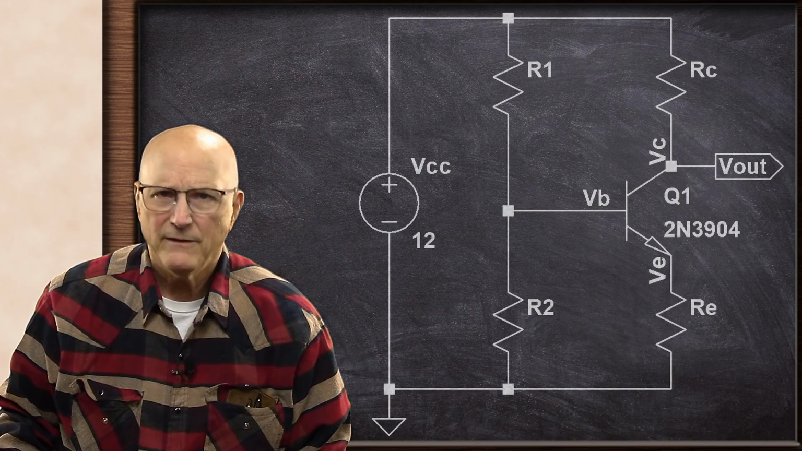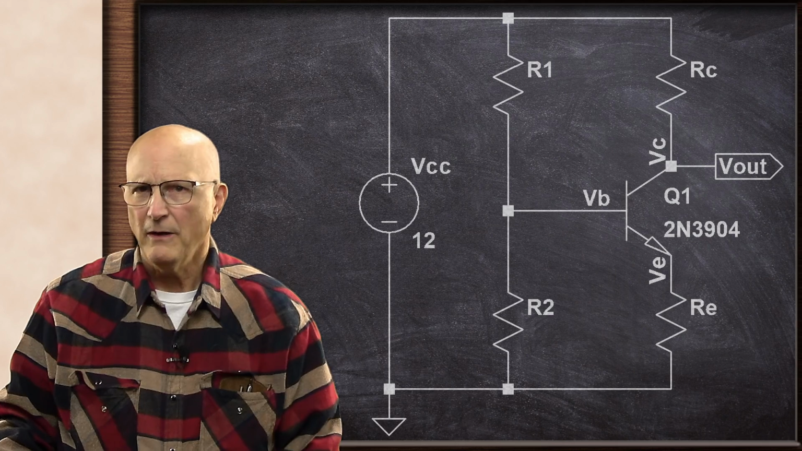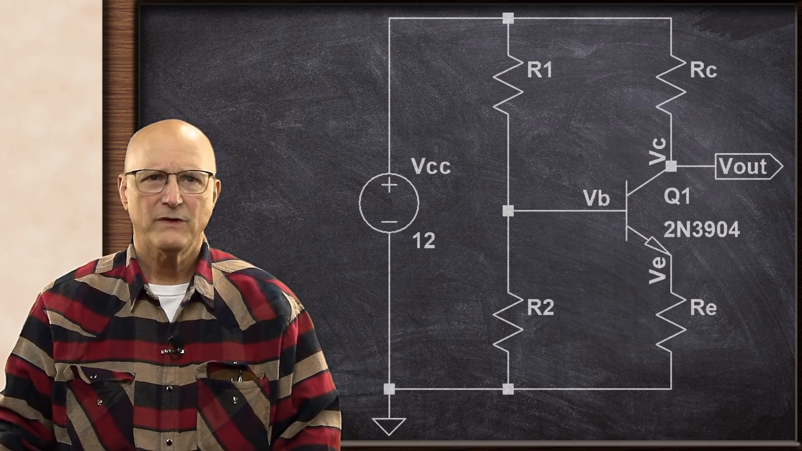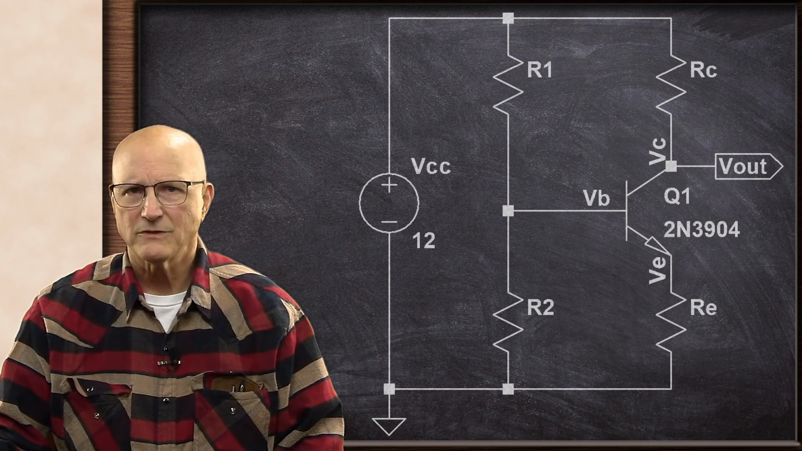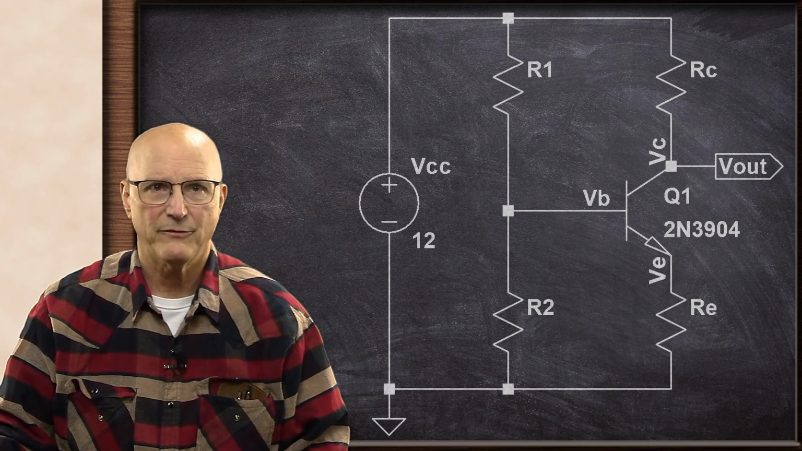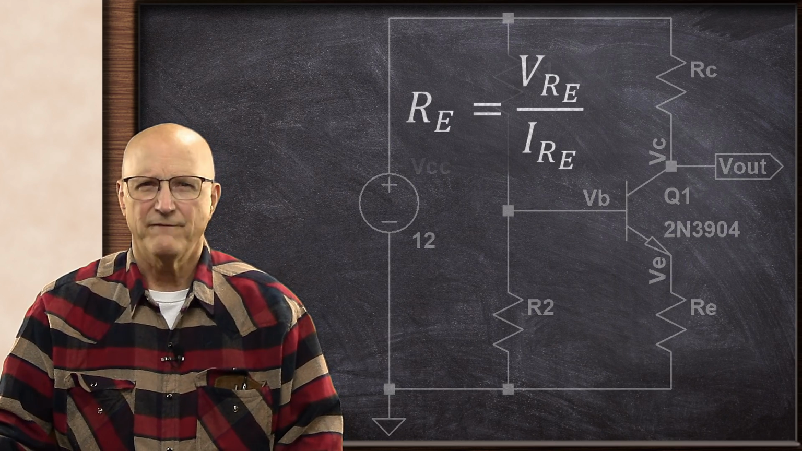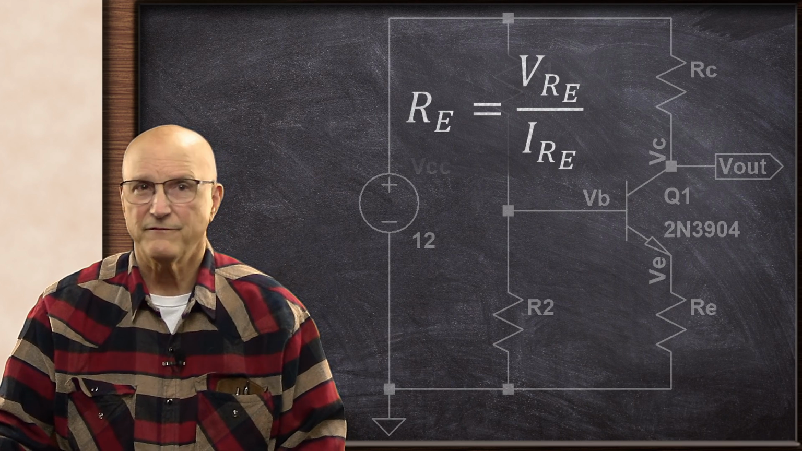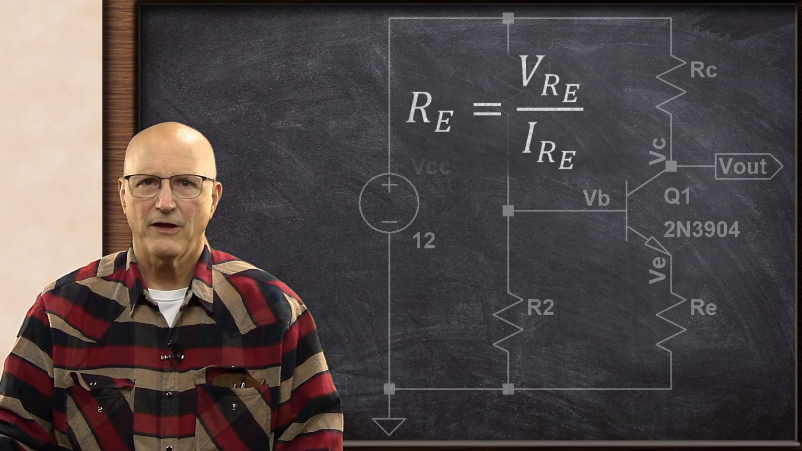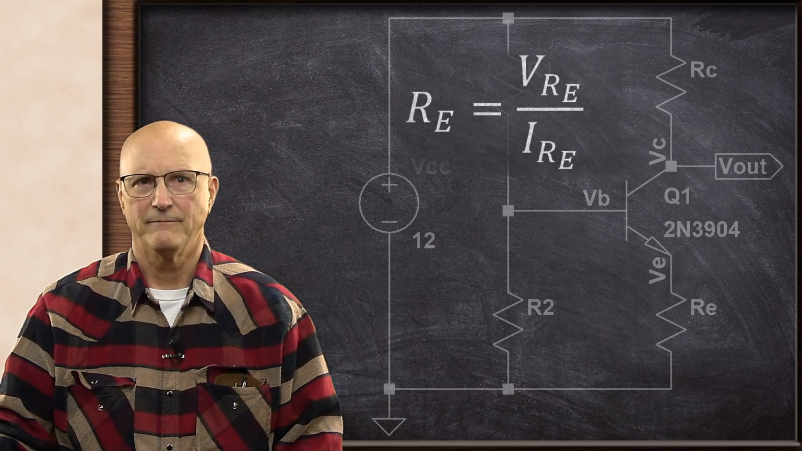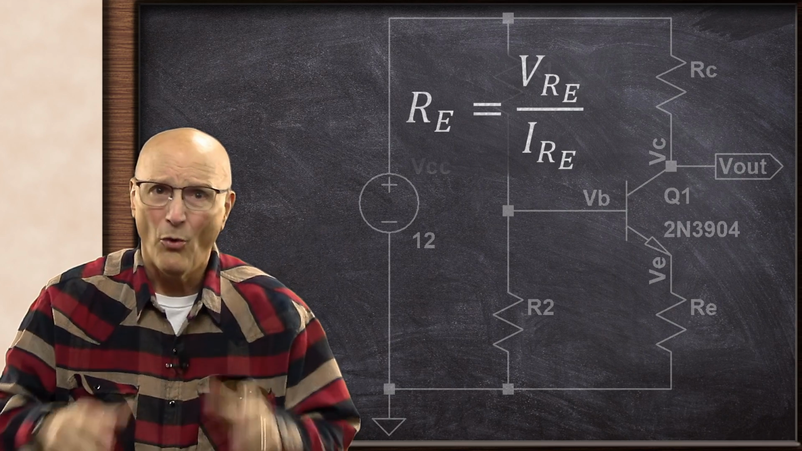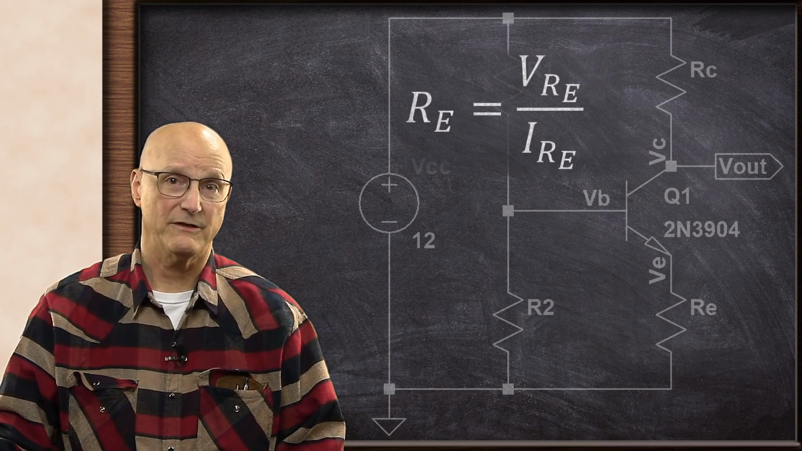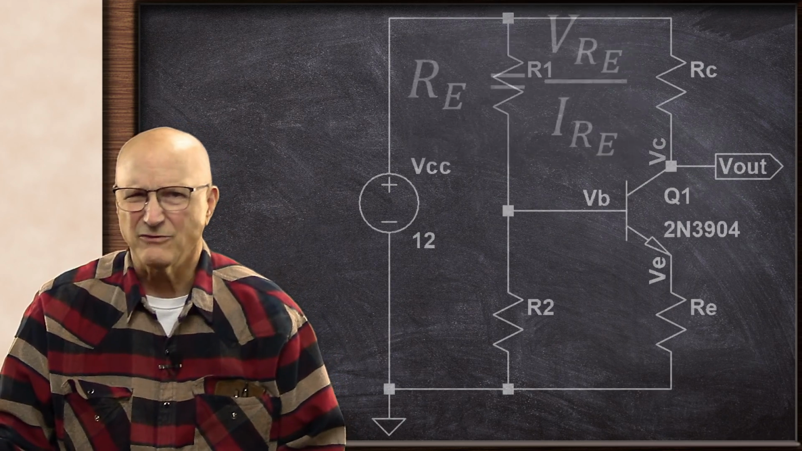Well, I'm going to begin the design process at the emitter because this is where we get to apply our first rule of thumb. We start by recognizing what Ohm's law tells us about the value of the emitter resistor. It says that the value of the emitter resistor is equal to the voltage across the emitter resistor, VRE, divided by the current through it, IRE. But at this point, we don't know either the voltage or the current associated with the emitter resistor. So how do we break this loose?